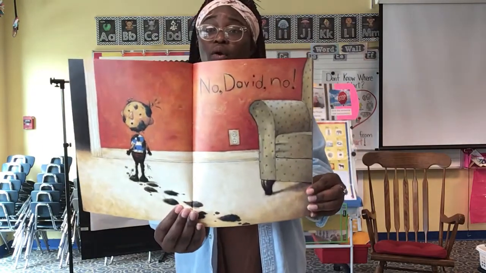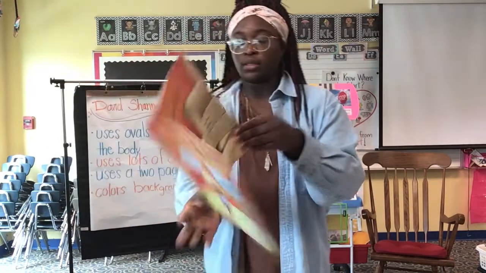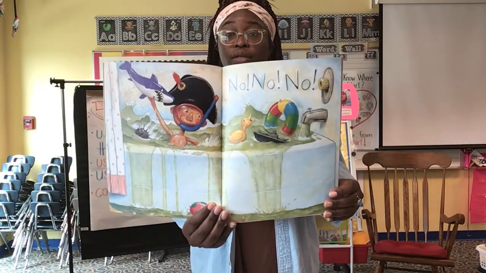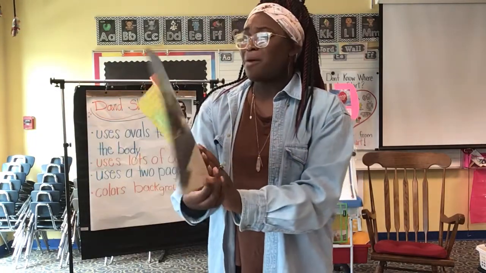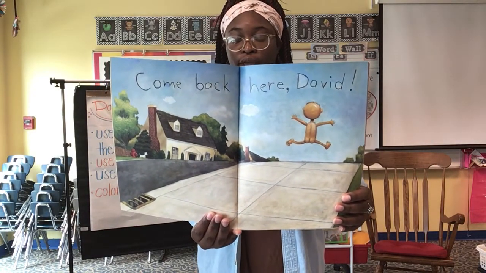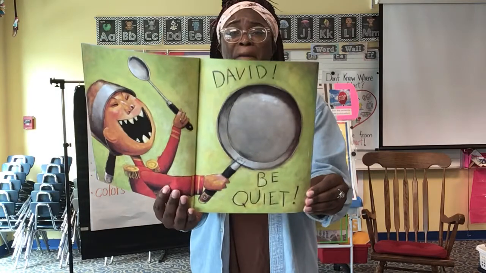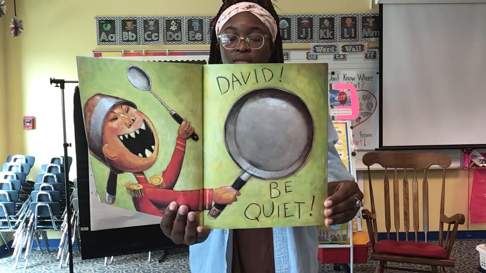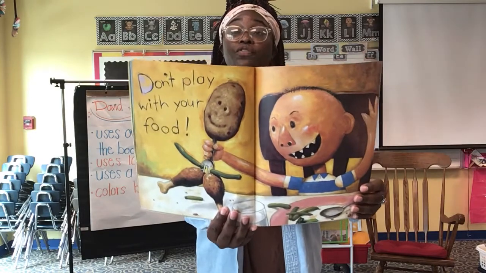No, David, no. Uh-oh. Looks like he's got a little dirty. No, no, no. Come back here, David. Uh-oh. Where's his clothes? Silly David. David, be quiet. What's he doing? He's making lots of noise. Don't play with your food.